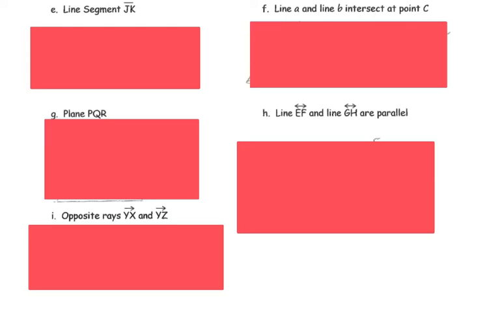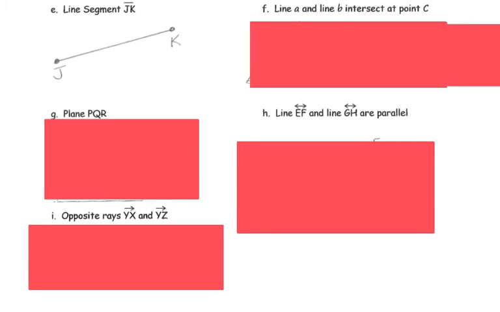E, line segment JK. A line segment means we should have endpoints at both ends. So it should look like this. F, line A and line B intersect at point C. So notice I'm going to have two lines that are going to intersect at a specific point C.